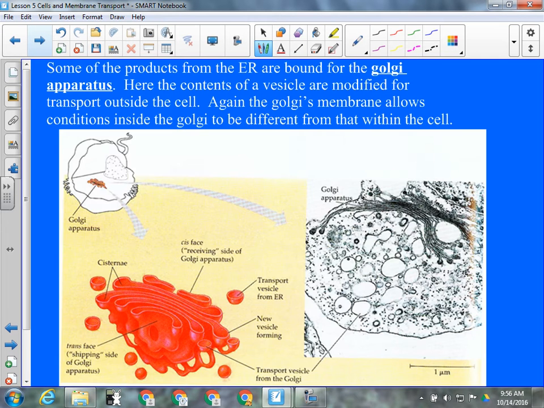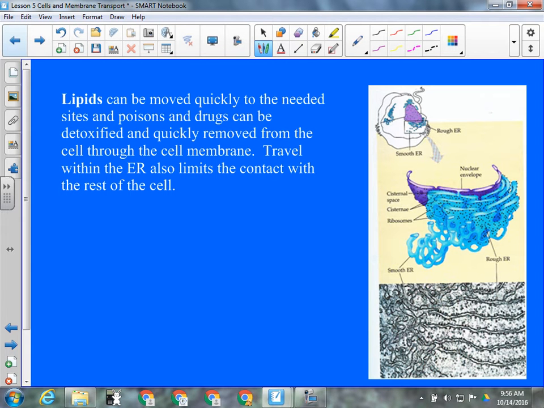All right. Now, sorry, we never mentioned what the rough ER does here. Rough ER simply transports proteins. It's covered in ribosomes. The ribosomes are always making protein. The rough ER's job is just to move that stuff around.